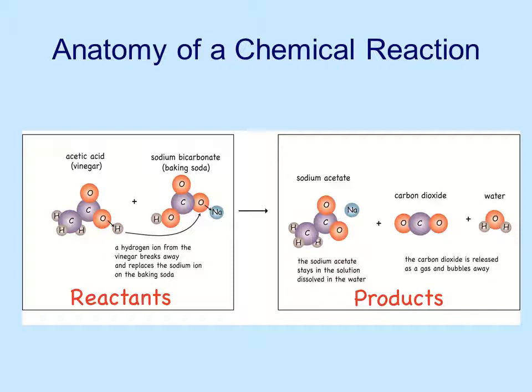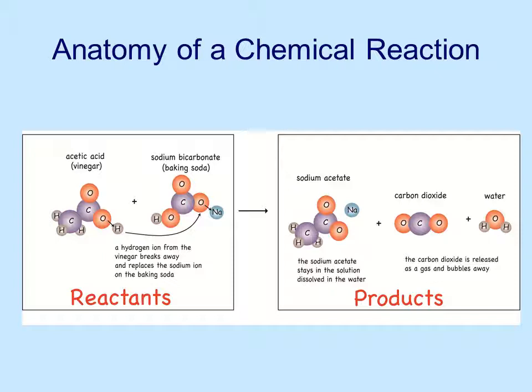Now here's a typical chemical reaction. We have the reactants on the left-hand side. We always write the reactants on the left-hand side of the arrow and the products on the right-hand side of the arrow. That's just a standard way of doing things. In this case, we have two reactants, acetic acid and sodium bicarbonate. Acetic acid is in vinegar, sodium bicarbonate is in baking soda.